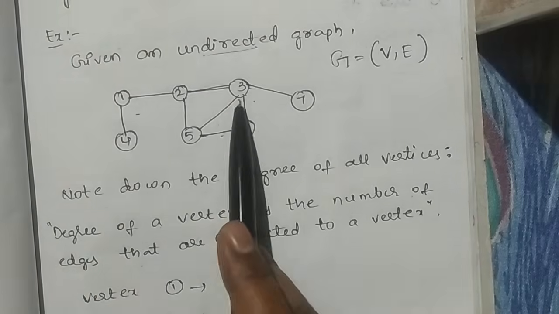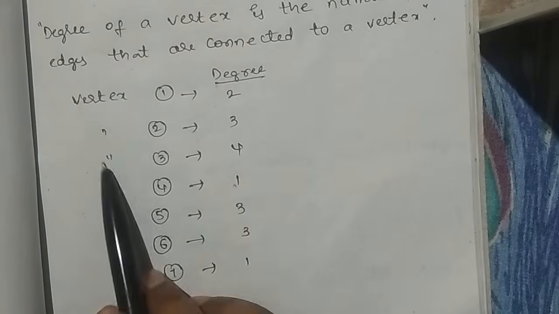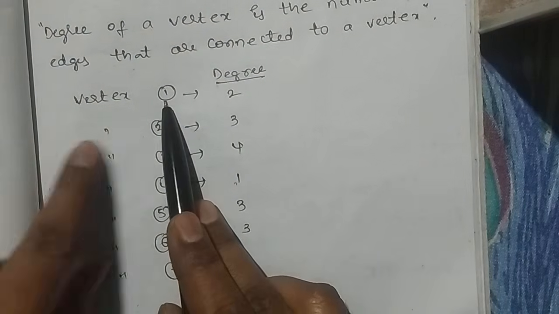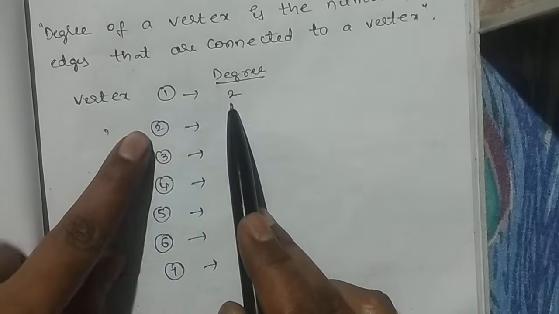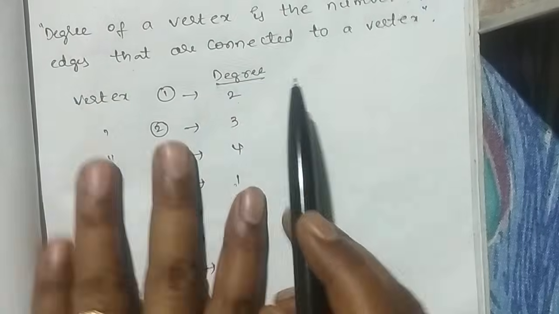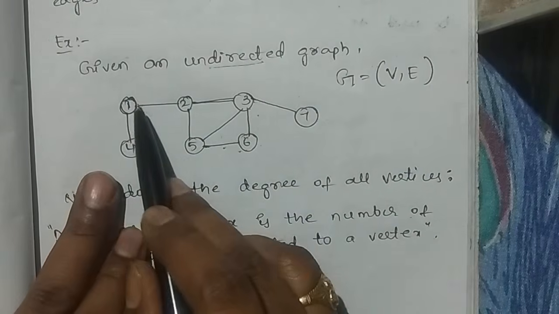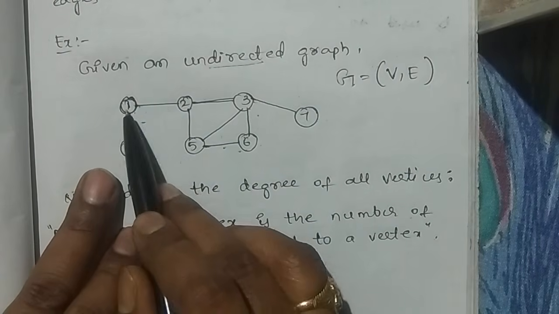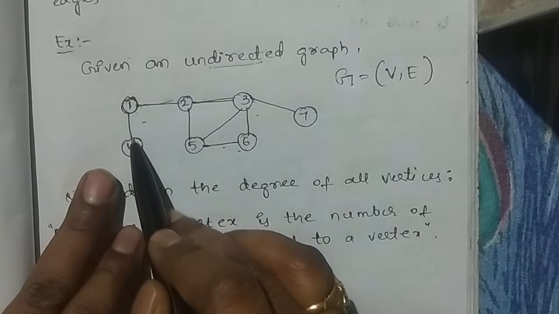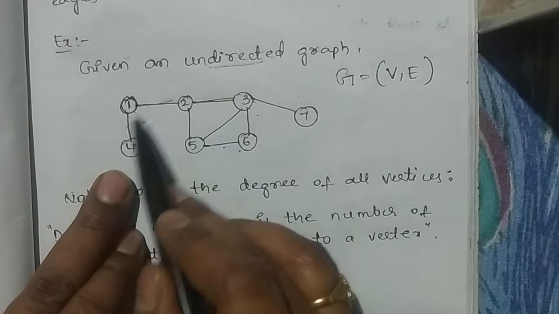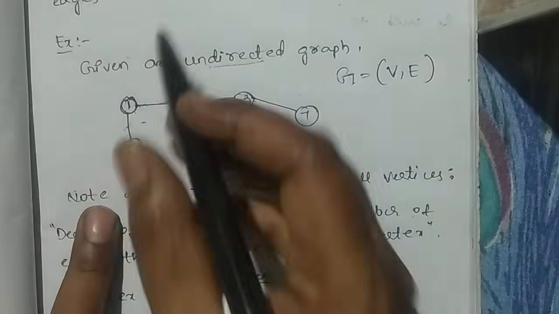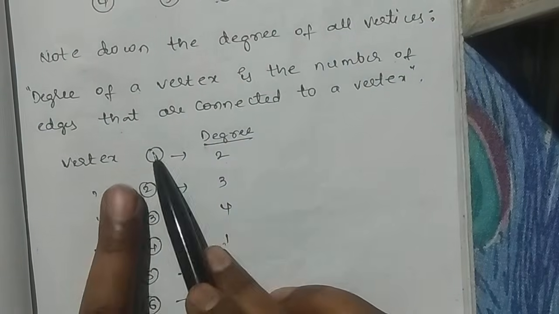Given this undirected graph, just observe vertex 1 and the degree of vertex 1, which is 2. What is the degree of a vertex? Suppose 1 is a vertex here, and how many edges are connected to vertex 1? This is one edge and this is the second edge. So 2 edges are connected to vertex 1, so we can write the degree of vertex 1 is 2.